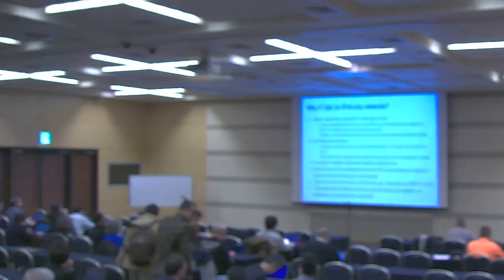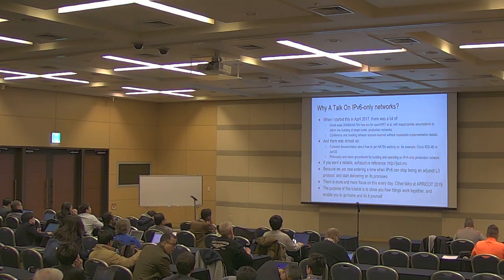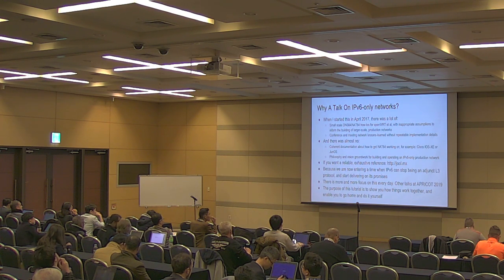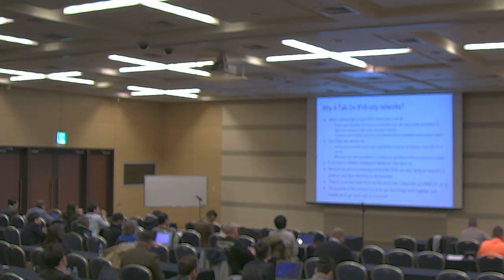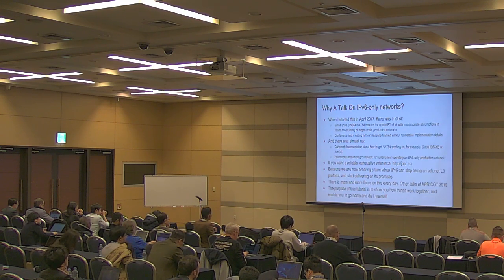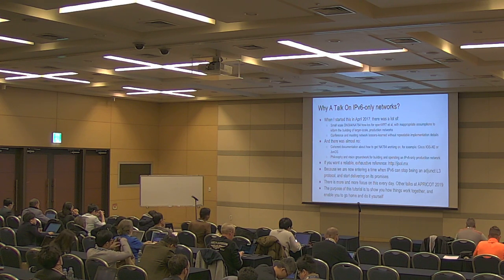So, why do a talk on this? When I started in April 2017, there were a lot of small-scale DNS64/NAT64 how-tos for OpenWRT with inappropriate assumptions to inform the building of larger-scale production networks. And we began a conversation in the IPv6 working group about what NAT64 was good for. How did you use it? How did you set it up? How could you exploit it to actually use IPv6 to solve problems instead of being kind of a political statement?